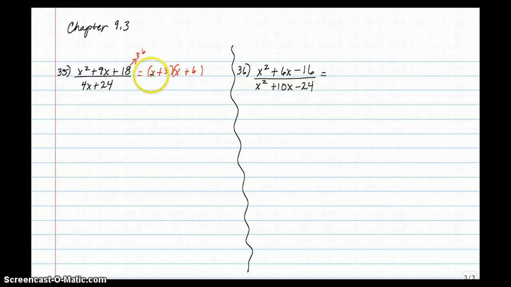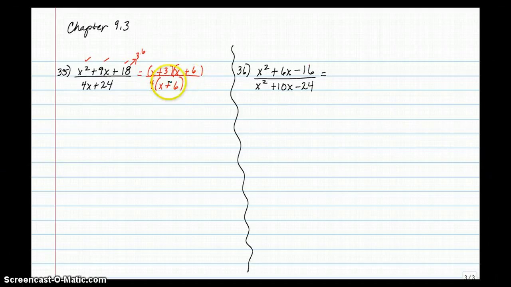And if we check it with FOIL, x times x, x squared. Outside is x times 6, 6x. Inside 3 times x, which is 3x. 6x and 3x is 9x, so these check off. And then 3 times 6 on the last term is 18, so everything works. It's all over. Now we need to look at 4x and 24, and notice that 4 is a common factor for both. So 4 times what gives you 4x? Well, that's x. 4 times what gives you 24? Well, that's going to be 6.